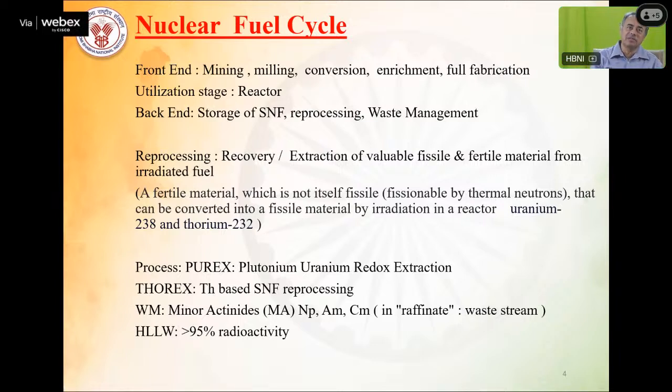Then the utilization stage, the reactor, and the back end is storage of SNF, spent nuclear fuel, reprocessing, and waste management. Regarding reprocessing, this spent nuclear fuel, or spent fuel as we'll call it, is not really fully spent, because in the reactors, only a very small percentage of uranium is used in the reaction. Thereafter, it is discharged from there.